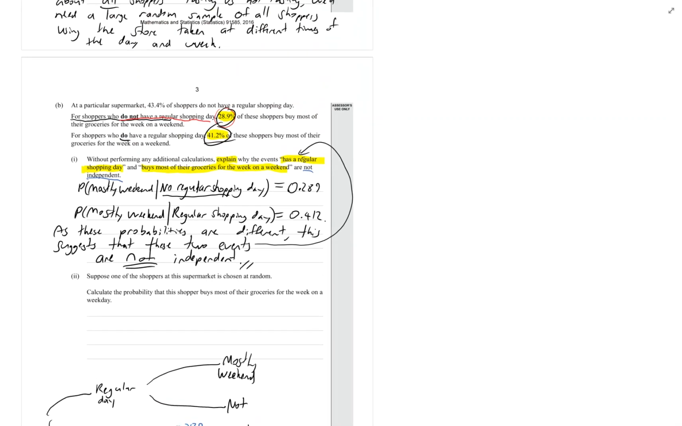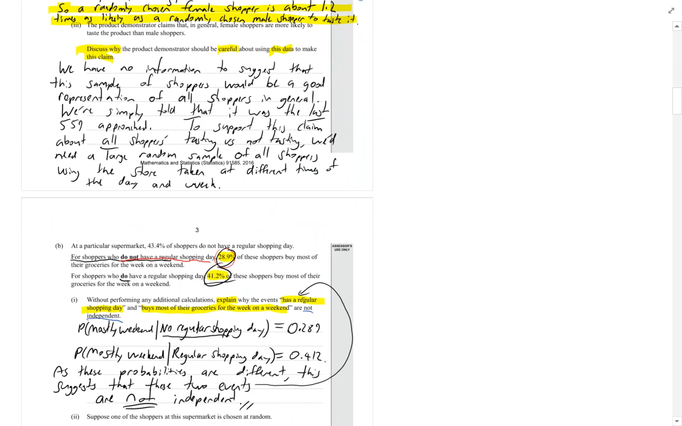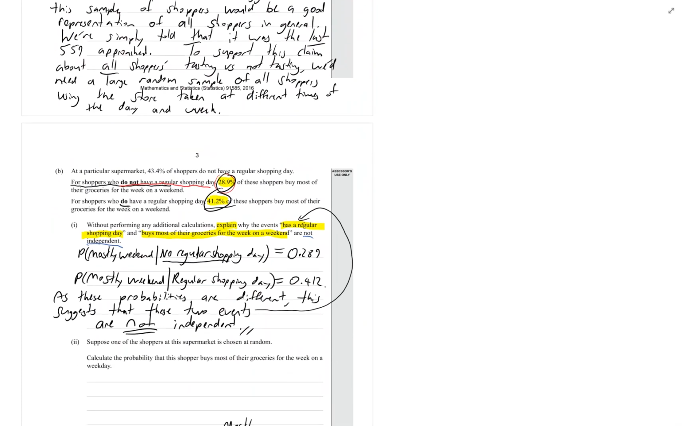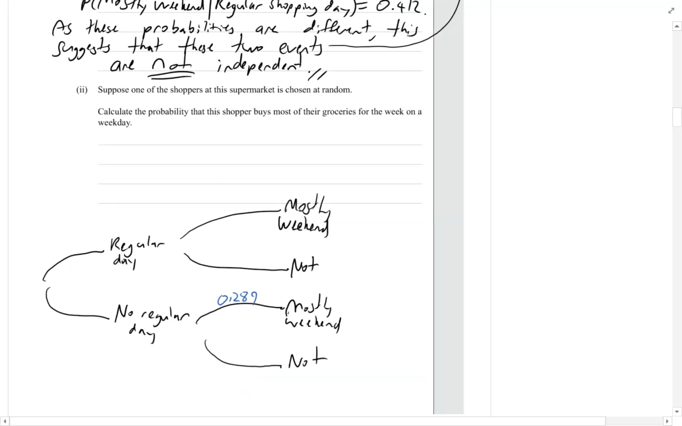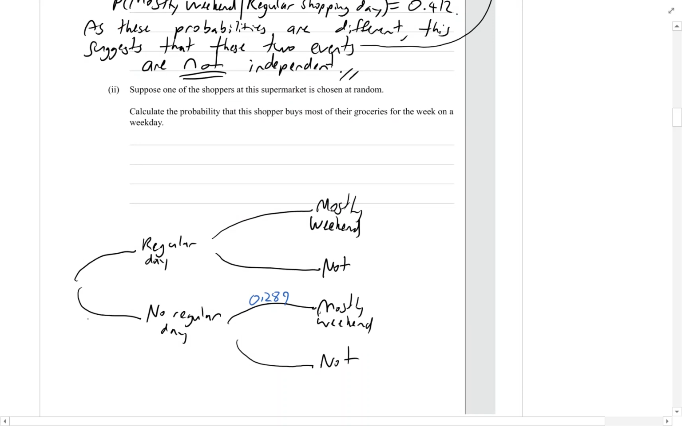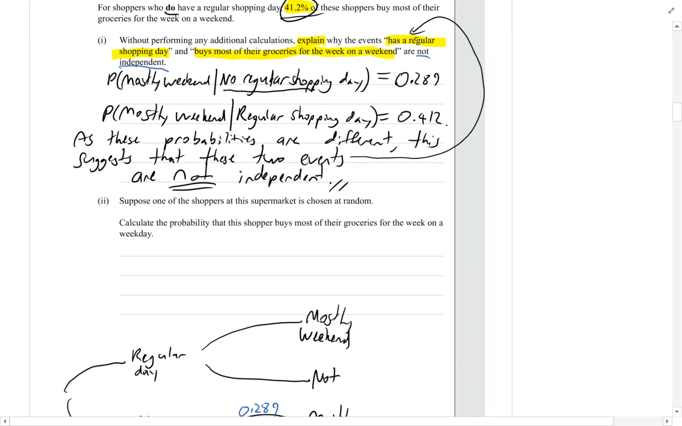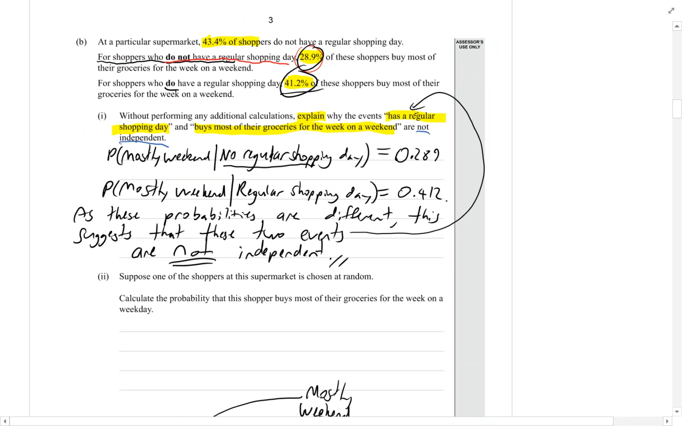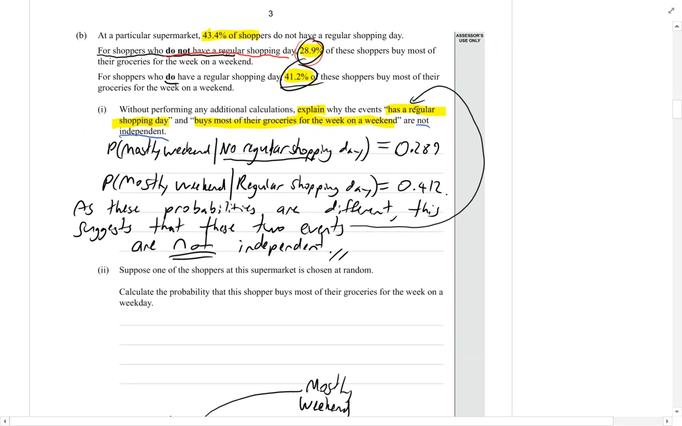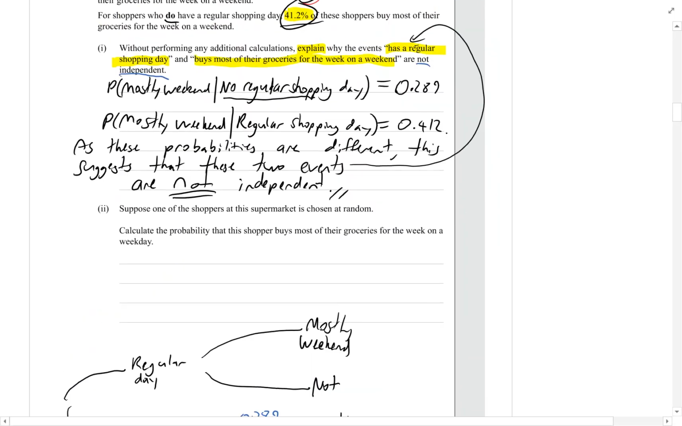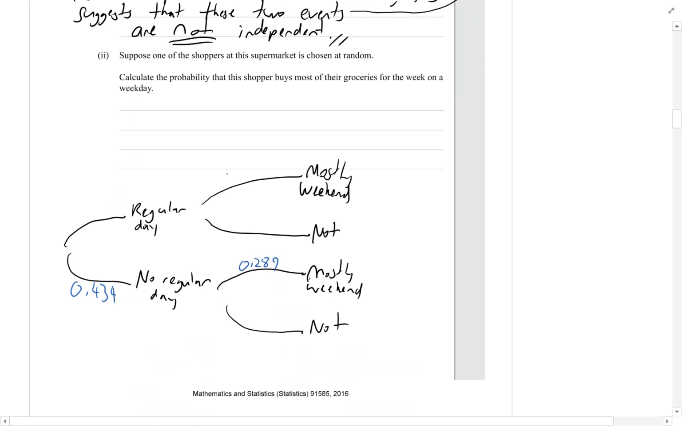Okay, so we know that 43.4% of shoppers do not have a regular shopping day. So 0.434. And what else? We know that 41.2% of shoppers who do have a regular shopping day buy most of their groceries on the weekend, so 0.412, and then we can calculate the rest.